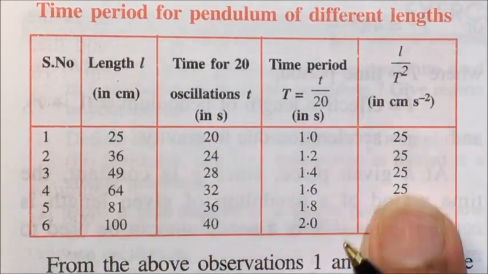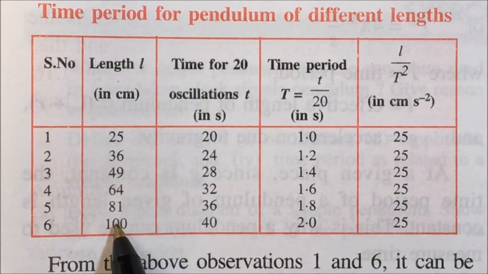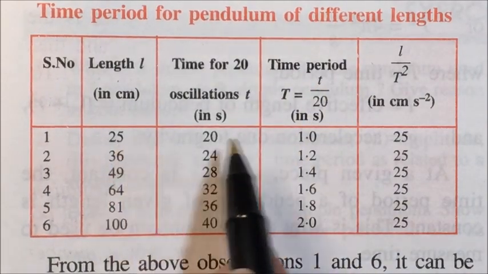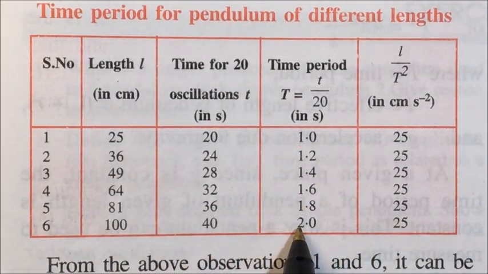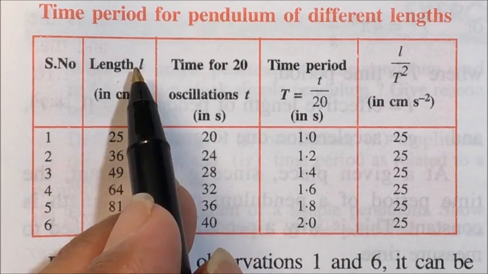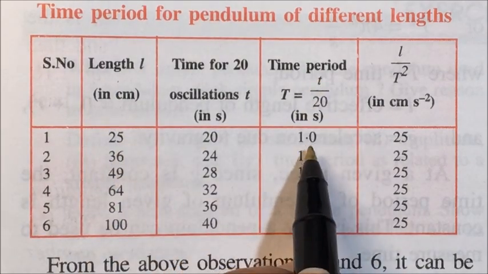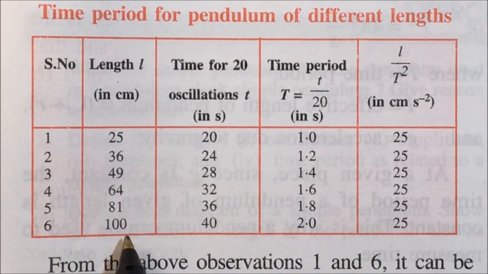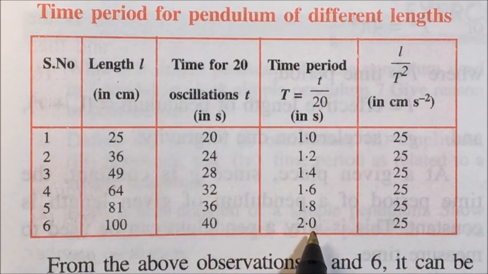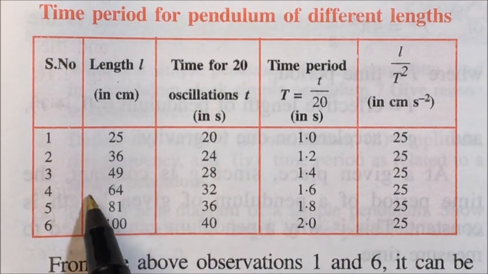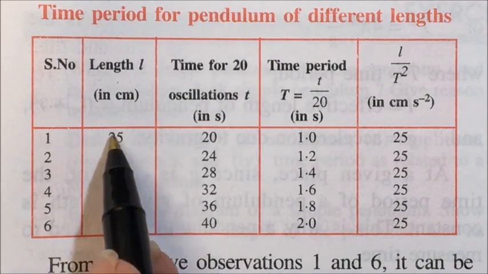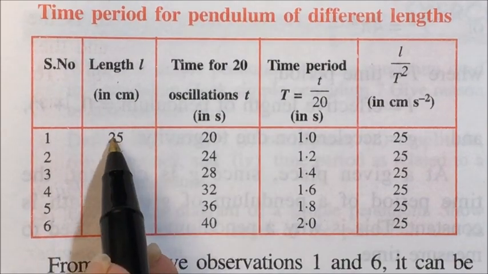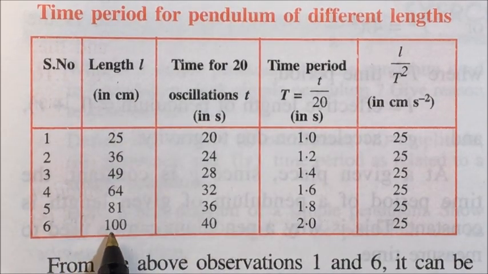So for the time being, forget about this L upon T square. We have the length, we have the time period. Now take the first and last one, that is 25, 100, 1 second, 2 seconds. For 25 centimeter of length of the pendulum, the time period is 1 second. For 100 centimeter of pendulum's length, the time period is 2 seconds. So as length is increased 4 times, from 25 to 100, the length has increased by 4 times.